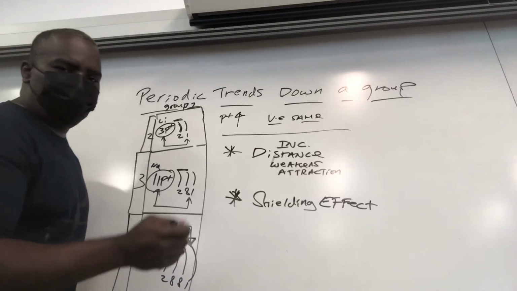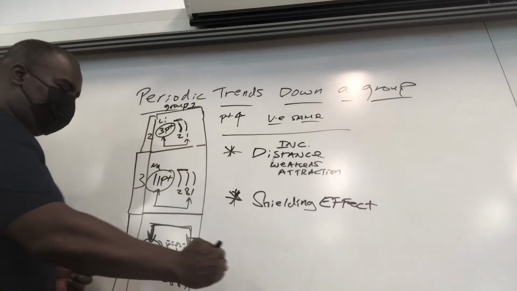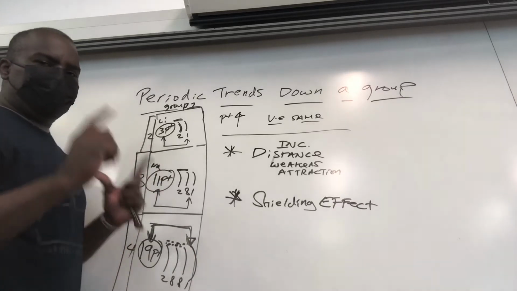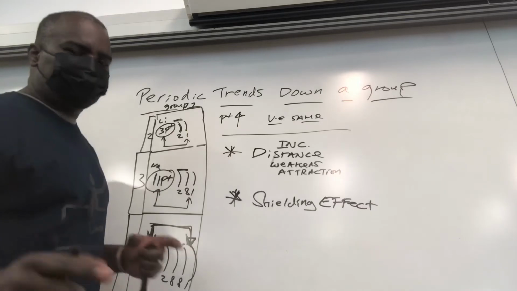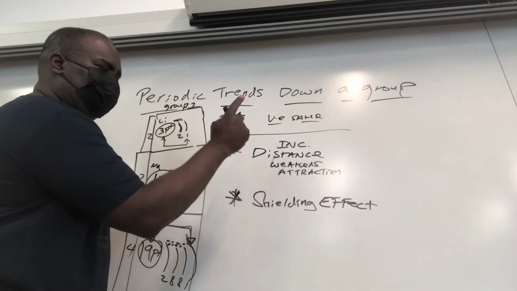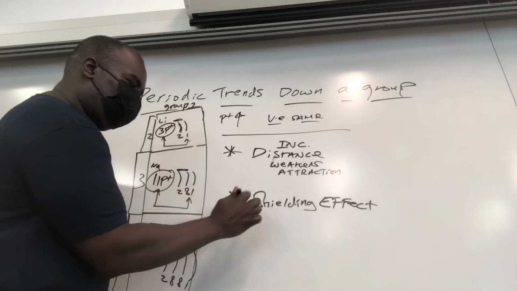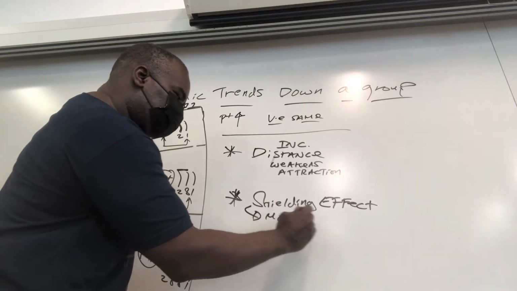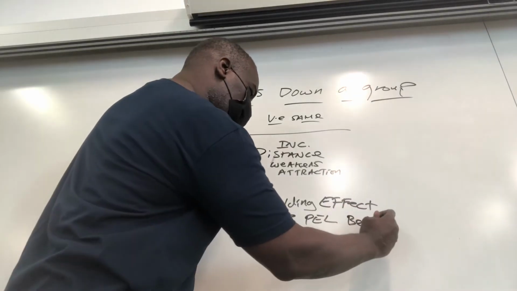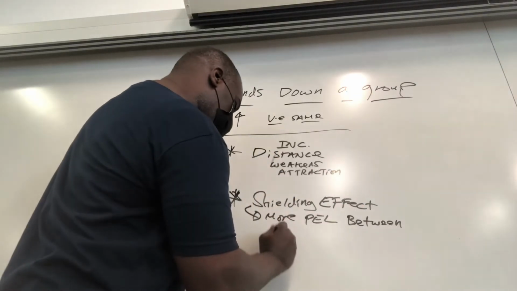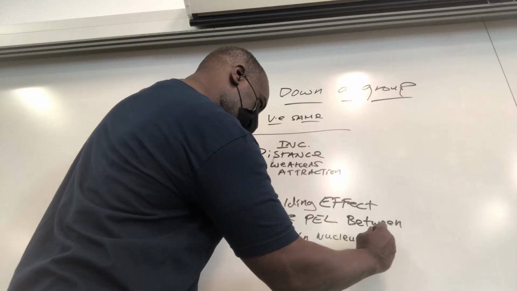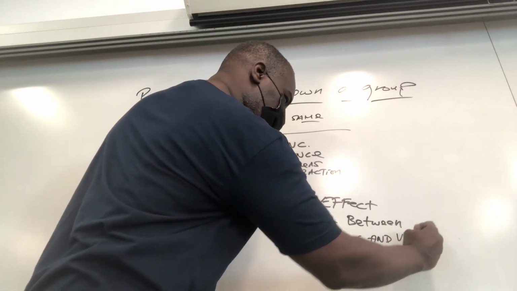If you notice for potassium also, he also has the most distance between his protons in the nucleus and the valence electrons. So potassium has two things that are working against him. He has increased distance between the protons in the nucleus and the valence electrons, and he has a shielding effect because he has more principal energy levels, or just energy levels, between the protons in the nucleus and the valence electrons, the VEs.